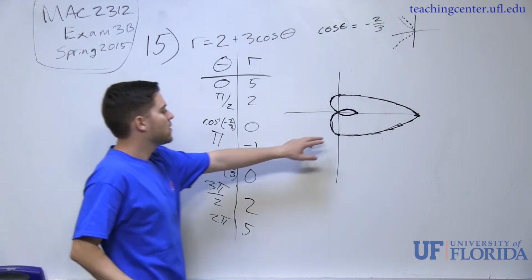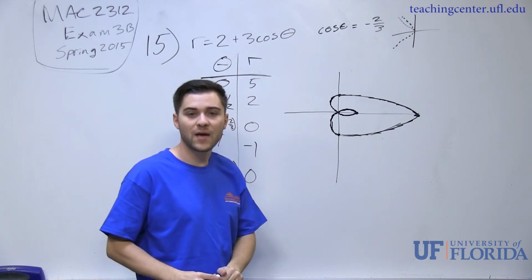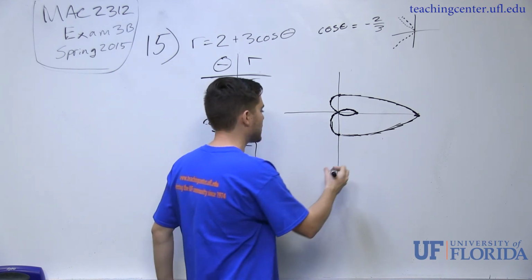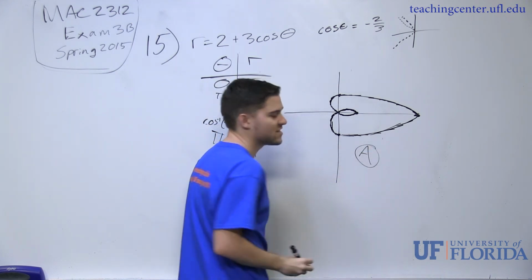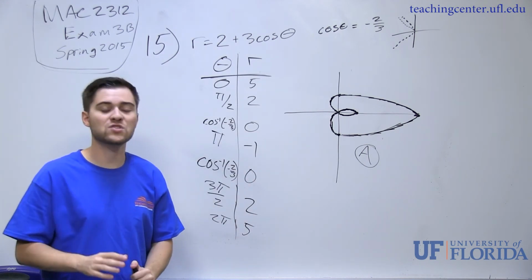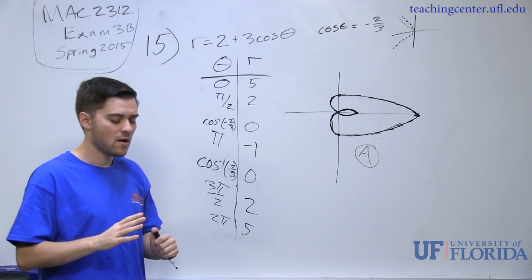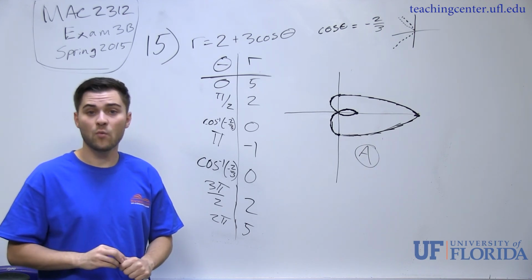So I end up getting a shape with a little inner loop. There are only 2 shapes on your page that do that. So the answer has to be A, because this is the one that is centered around the x-axis, which makes sense because this is cosine. So stuff with cosine is usually centered around the x-axis. Stuff with sine is usually centered around the y-axis.